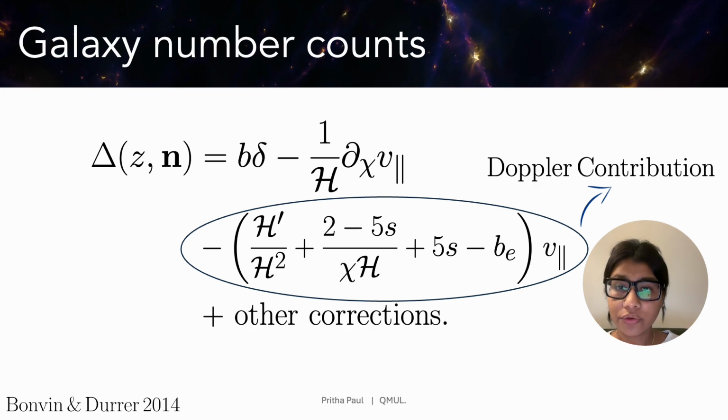However, this is not the full picture. We also have the Doppler contribution, which is a term proportional to just v parallel, which is equal to v dot n. This term is suppressed with respect to the Kaiser term by a factor of H over k in Fourier space. As a result, it becomes relevant as we go to larger and larger scales, or smaller values of k.